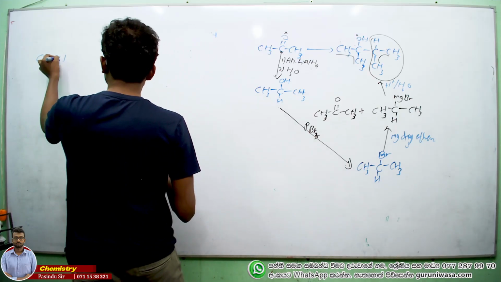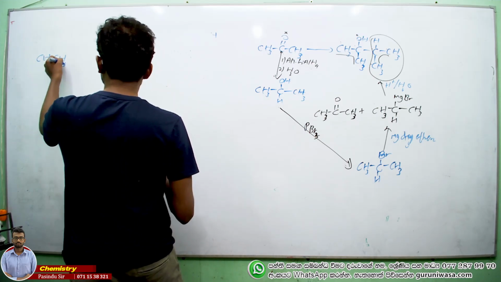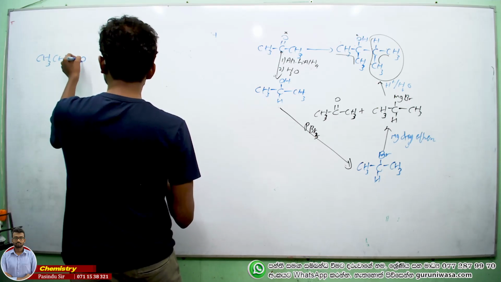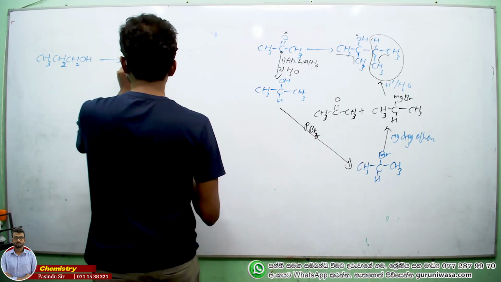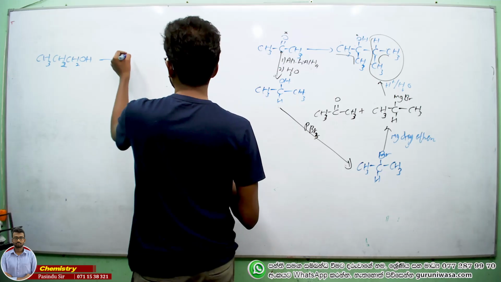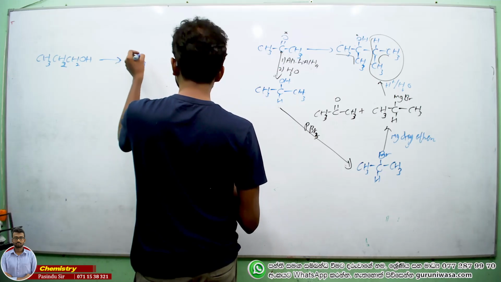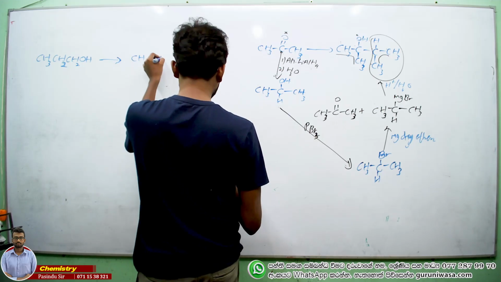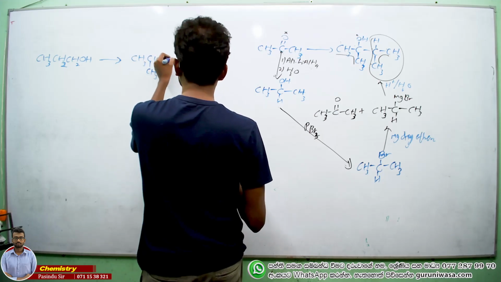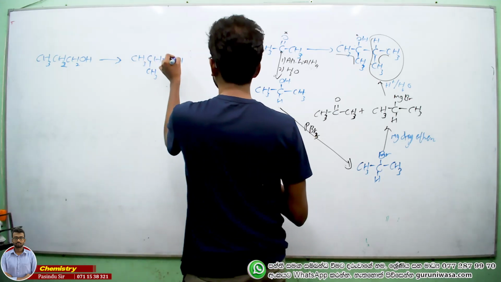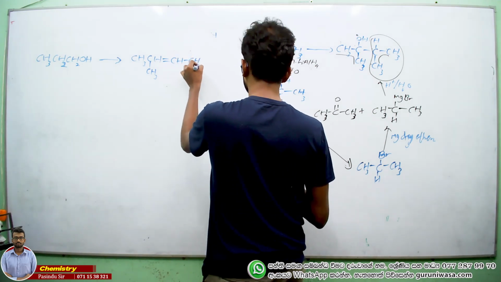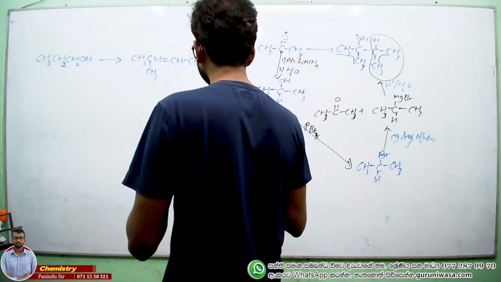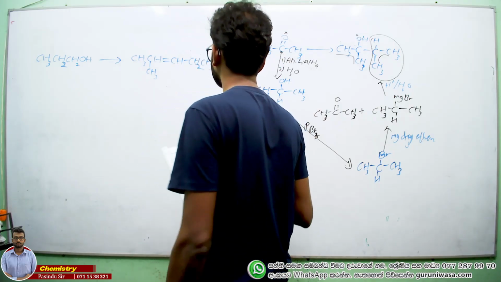CH3, CH2, CH2 OH, convert to CH3, CH, CH3, CH, CH2, CH3. Okay. Here, look what happened.